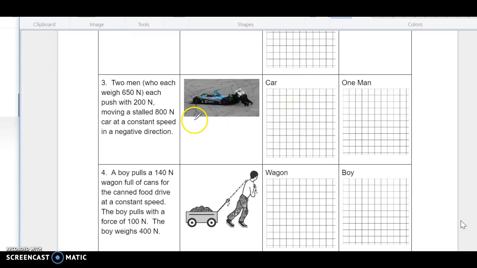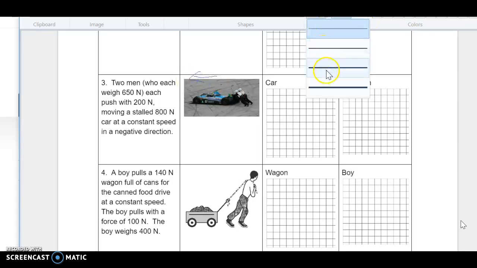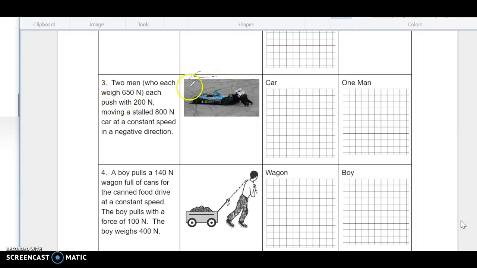Okay, so 2 men who each weigh 650 newtons, each push with 200 newtons, moving a stalled 800 newton car at a constant speed in a negative direction, which means we're going in this direction, because to us, right is always positive, but that doesn't really matter anyway because it's at a constant speed. The first thing you need to notice is that constant speed means the forces are balanced, and in this unit, that's the only kind we have. So everything is going to be balanced.